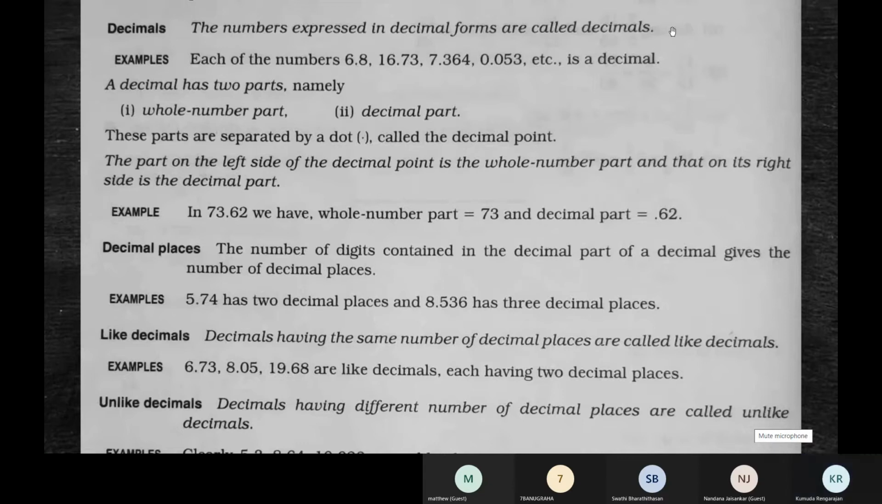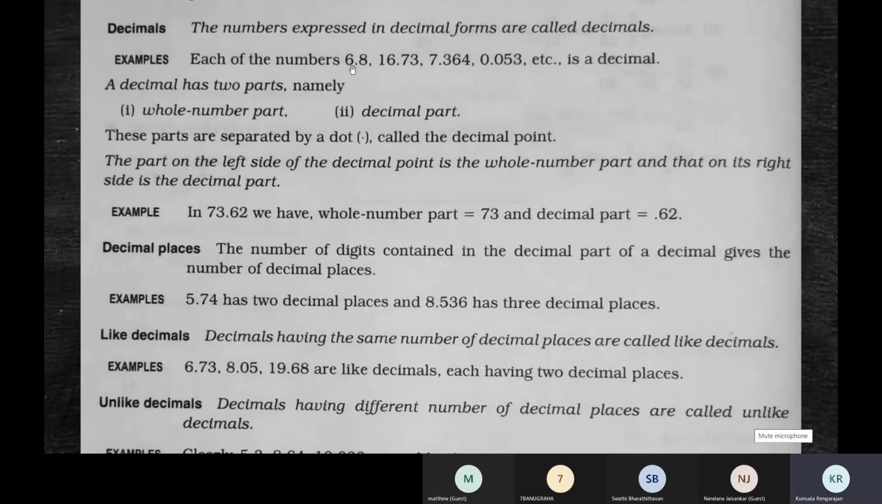See some examples, children. 6.8. How do we read this? 6.8. 16.73. After the decimal point, we read the digits individually. We don't read it collectively as 73. 7.364. We read the digits individually, we don't read them collectively like 364. After the decimal point, 0.053.